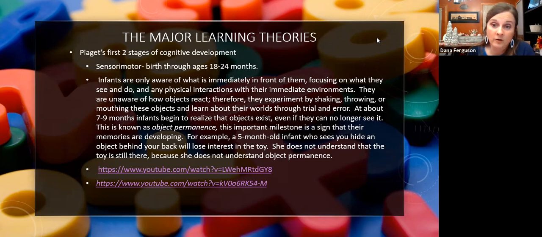So this is a very important milestone. This is a sign that their memories are developing. For example, a 5-month-old infant who sees you hide an object behind your back will lose interest in the toy. She does not understand that the toy is still there because she does not yet understand object permanence.